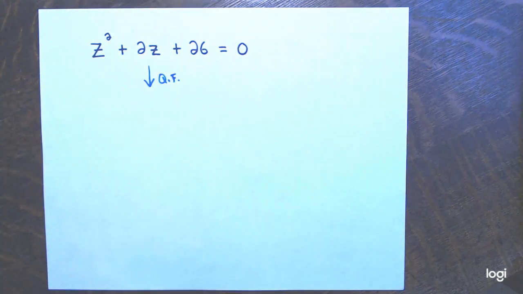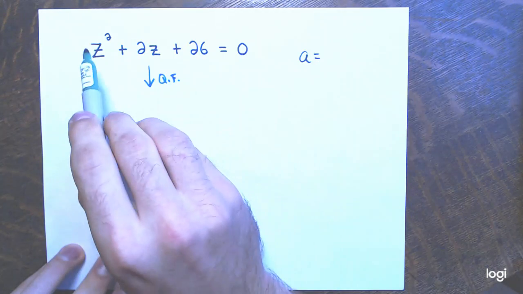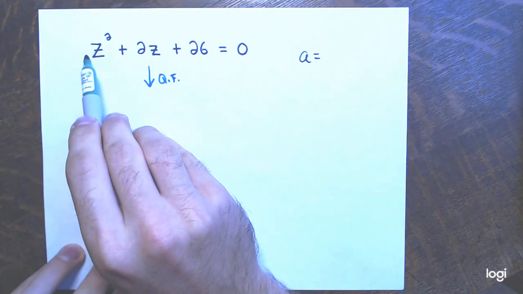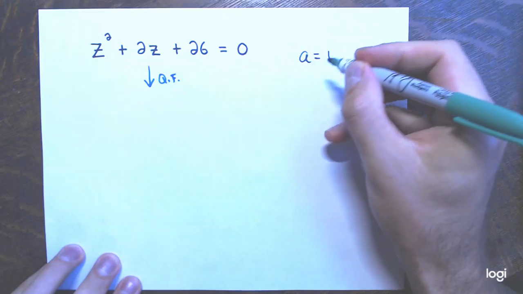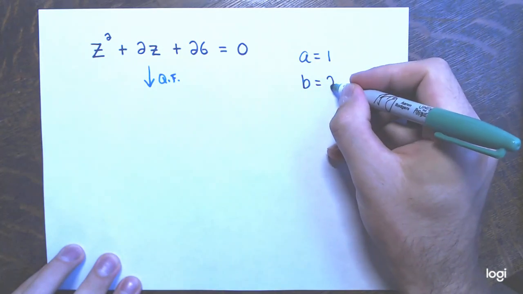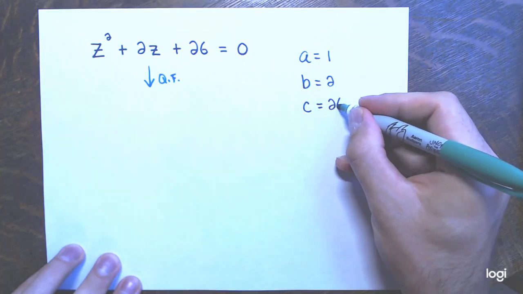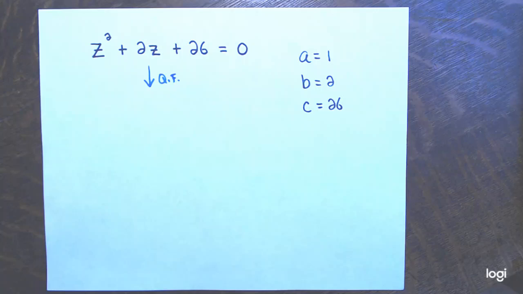All right. Before I do that, let's identify the coefficients. The value of a, the coefficient of z squared, there's nothing there, but that means it's 1. The value of b is positive 2, the coefficient of z, right? And the value of c is positive 26. All right. And the quadratic formula, right?